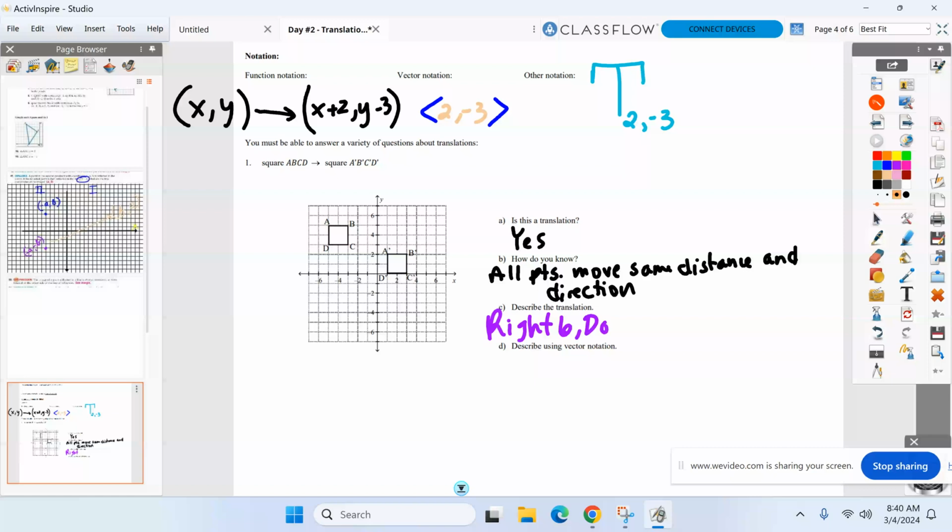Down 3. There we go. So that's saying it in your own words. Now I want a specific notation. Write this in vector notation.